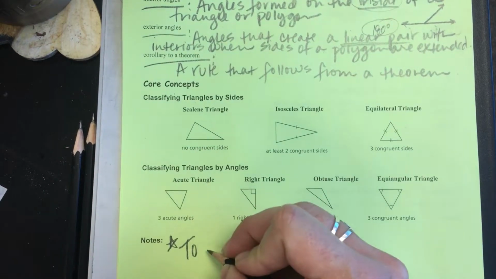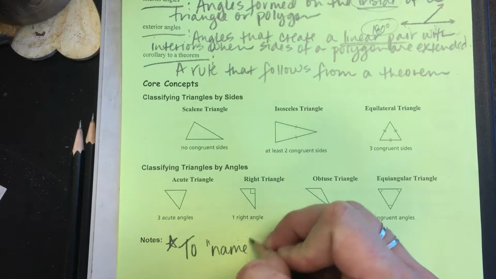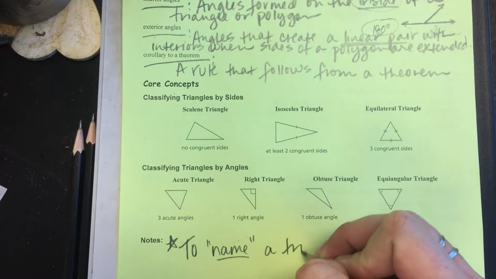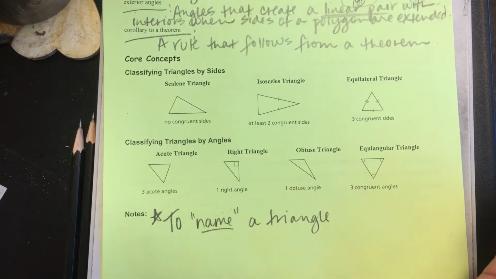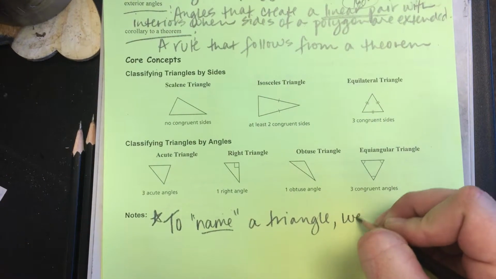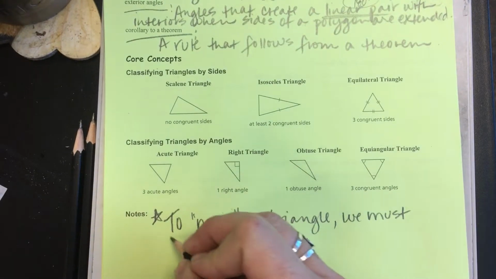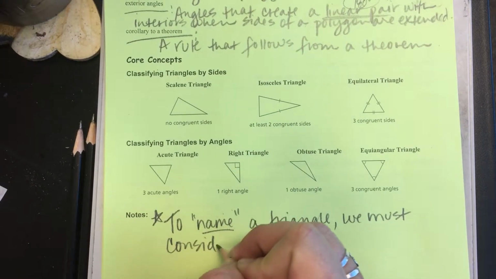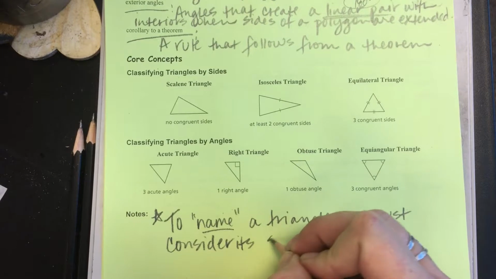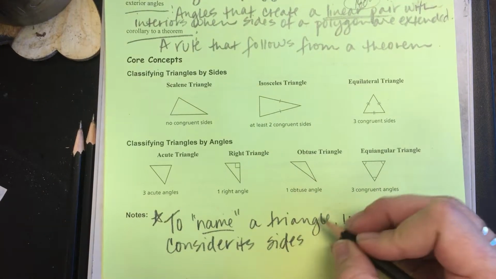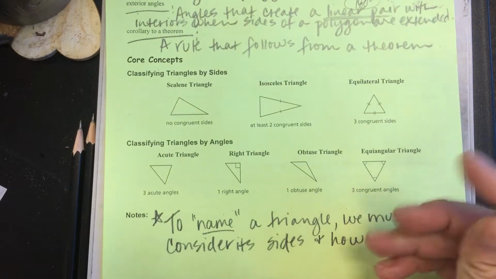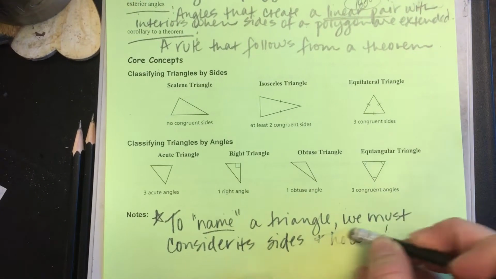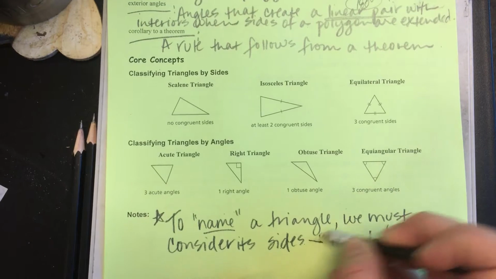To name a triangle, it means that we classify it. We give it a name based on its sides and its angles. To name a triangle, we must consider its sides. I'm not going to put "and how they're related." I'll show you why. We must consider their sides.